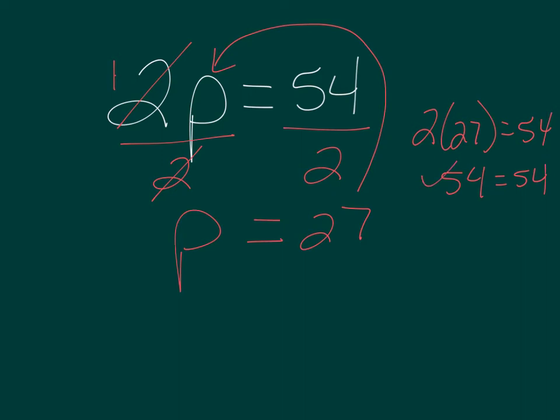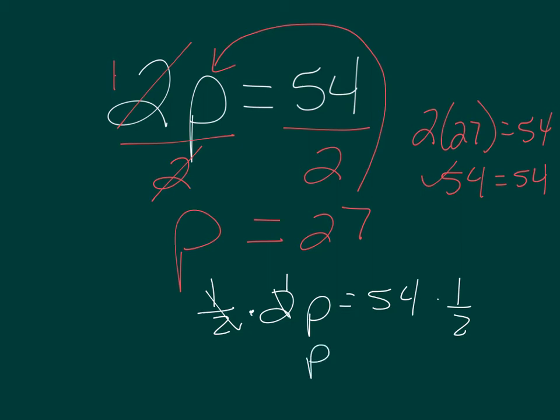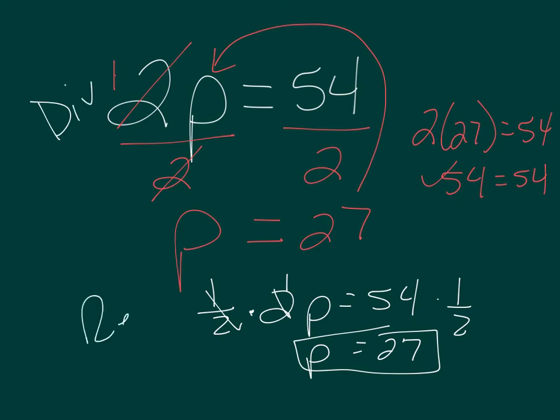Now, another thing you might want to do, if you were to have 2p equals 54: remember, I told you that the opposite of multiplication is division, but you can also multiply by the reciprocal. So times 1/2. So 1/2 of 2 is 1. So it's the same thing as what we did above. So you're left with p. And 1/2 of 54 is 27. So again, notice I've gone about it 2 different ways. Here I divided, here I did the reciprocal.